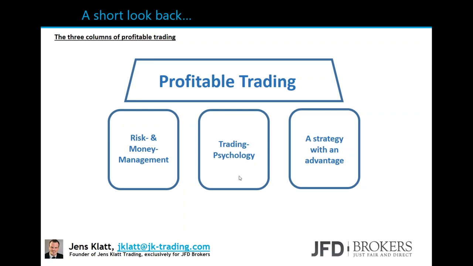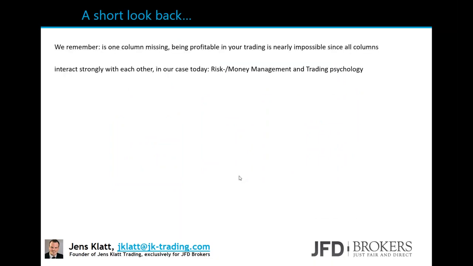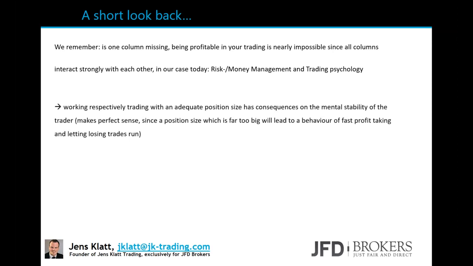But this perfectly shows where we want to go here in the next slide. So we remember, is one column missing? Being profitable in your trading is nearly impossible, since all columns interact strongly with each other. And in our case today, we want to definitely have a look at the following: risk, money management, and trading psychology. So working, respectively trading, with an adequate position size has consequences on the mental stability. This is what we want to focus on today.